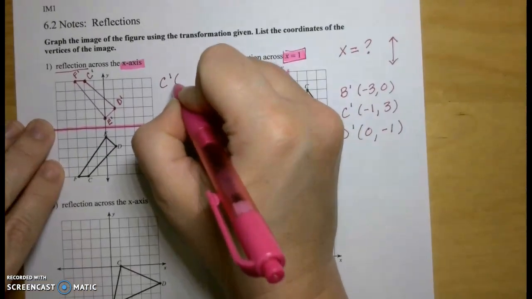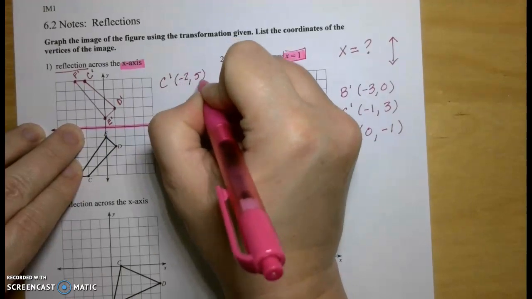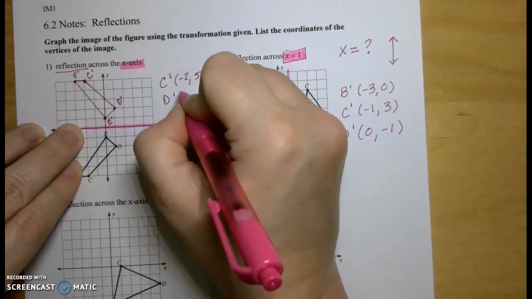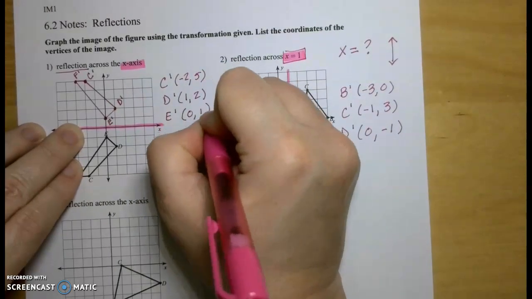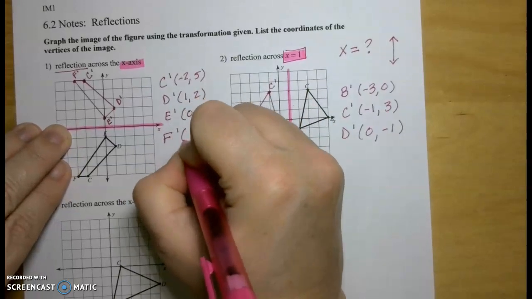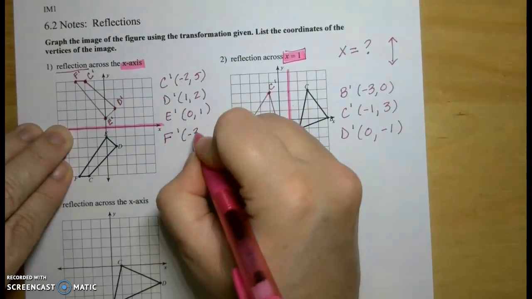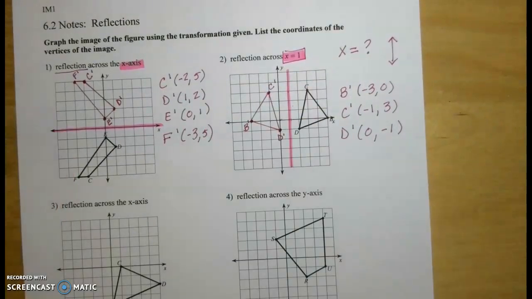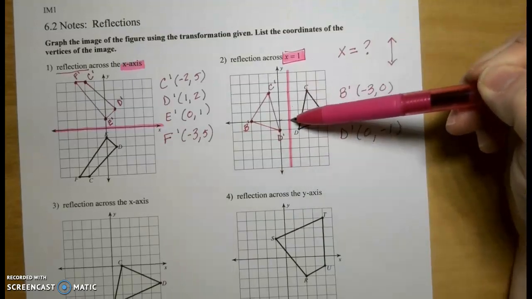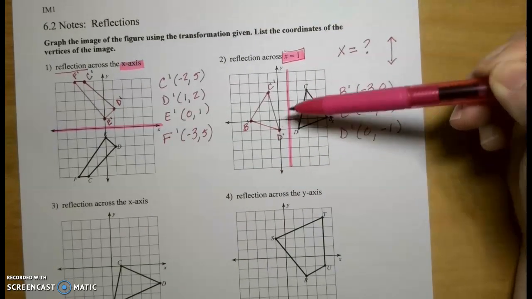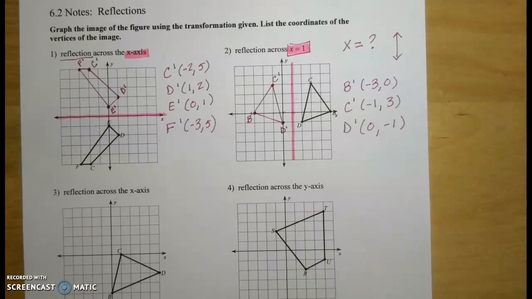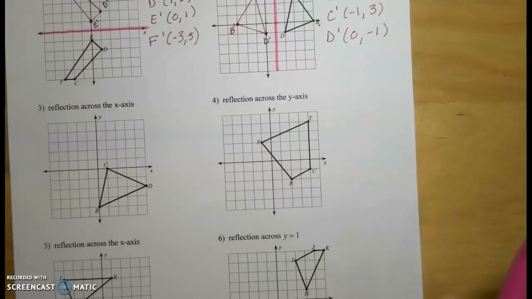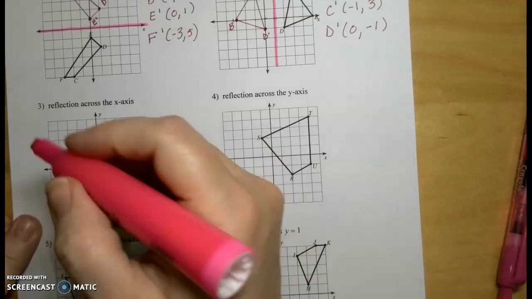C prime is negative 2, 5. D prime is 1, 2. E prime is 0, 1. And F prime is negative 3, 5. Once you have it graphed, it's super easy to come up with your numbers. Just make sure that you're not treating the line as the origin, but going back to the original orange. Remember that pink line, that highlighter line, is just telling me where the mirror image should be. Okay? So, next one, number 3, says reflection across the x-axis.